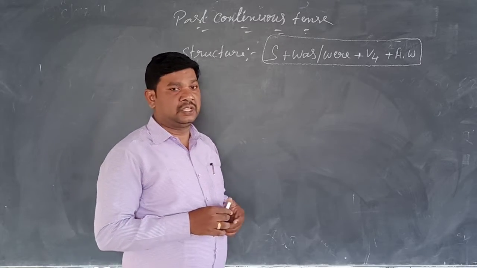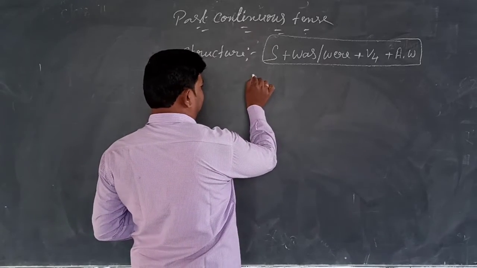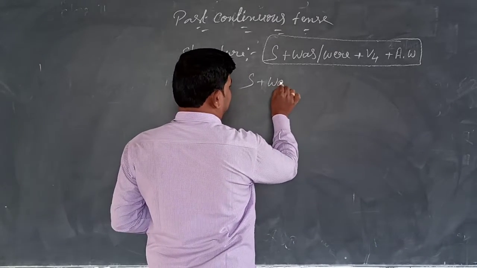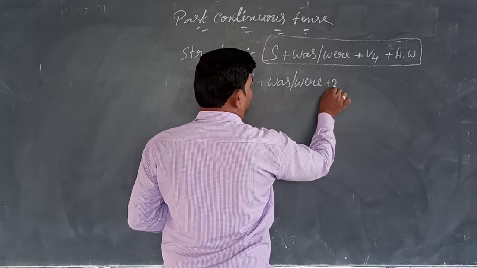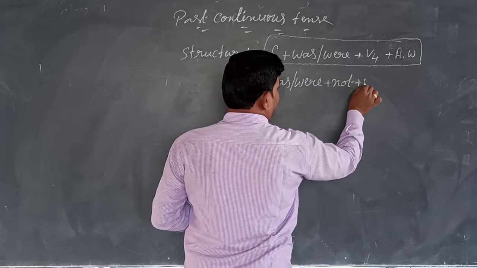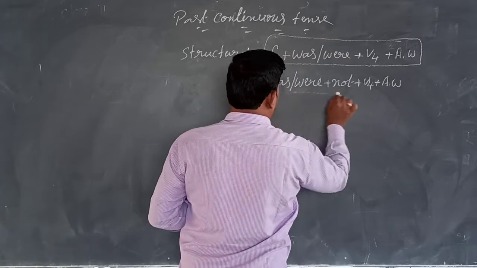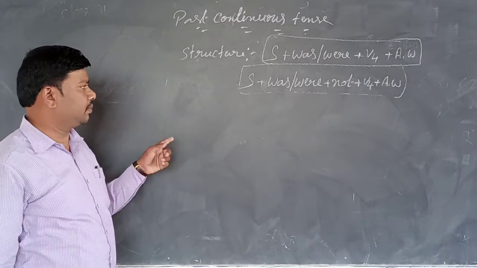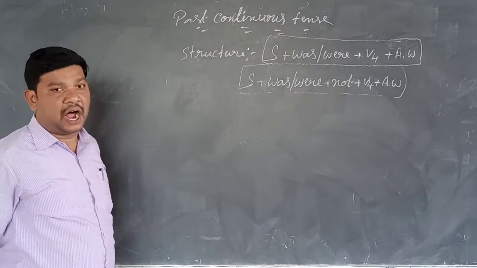And also see the negative sentence. What structure comes for the negative sentence? The first subject and was or were plus not plus V4 plus additional word. This is the negative sentence of past continuous tense: subject plus was or were plus not plus V4 plus additional word.